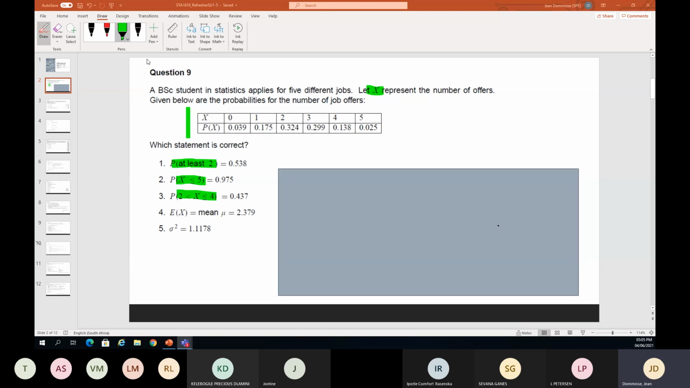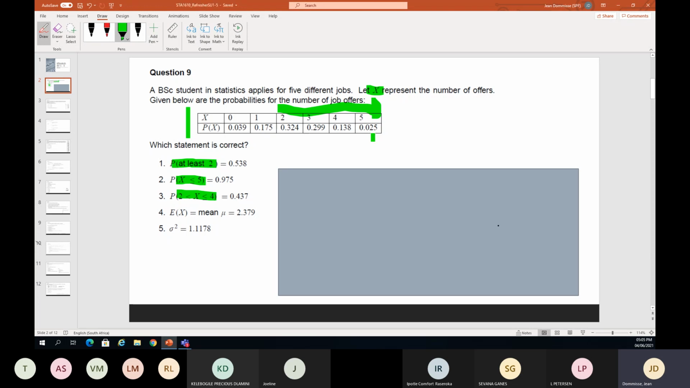Okay, so let's look at then the probability of at least 2. At least 2, what does that mean again? Two or more. So at least 2 means 2 or more. So it is that portion, basically that plus that plus that plus that.